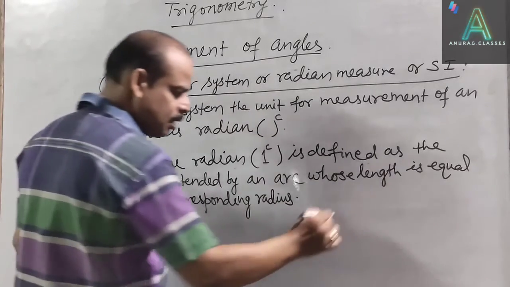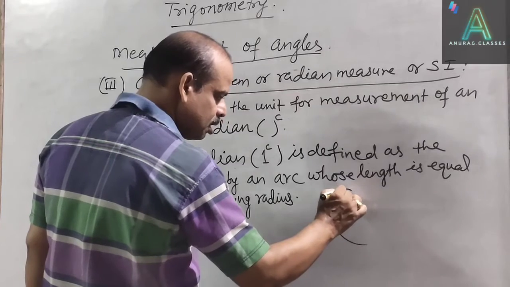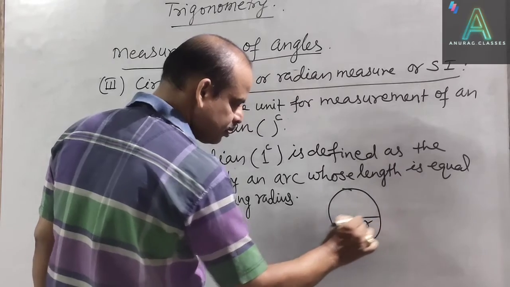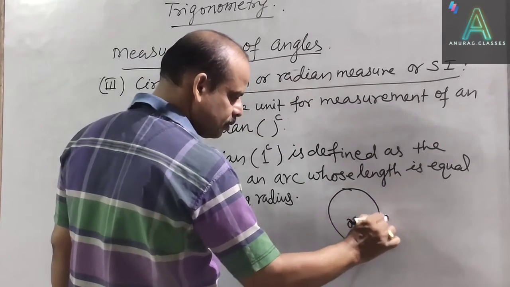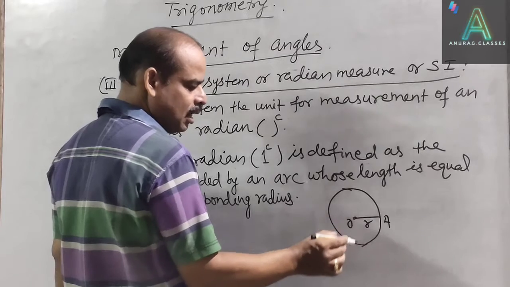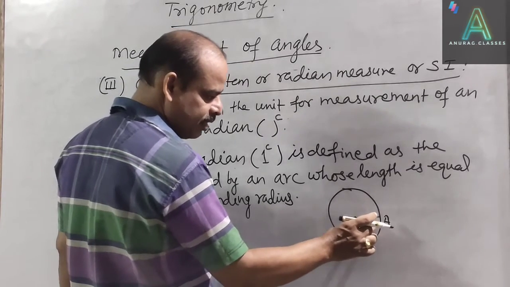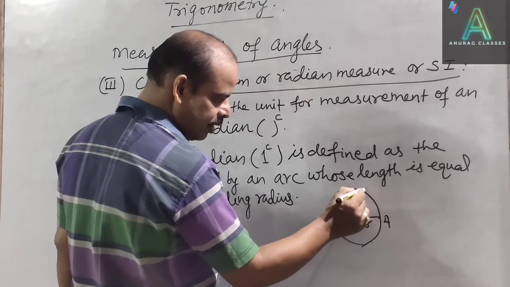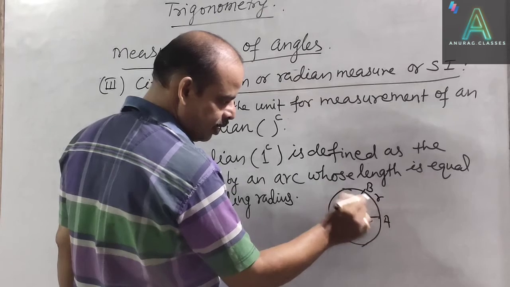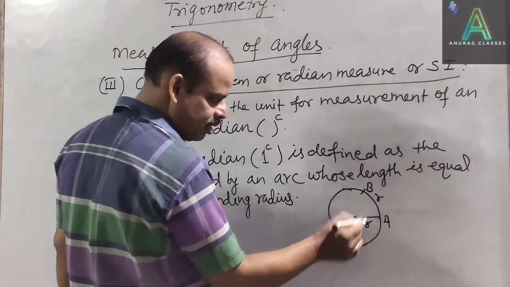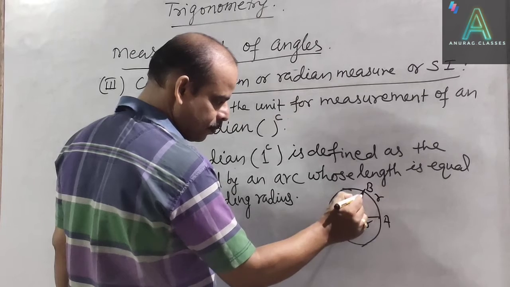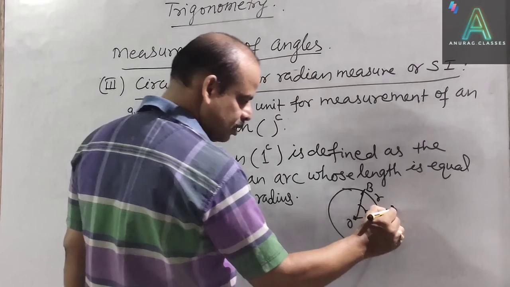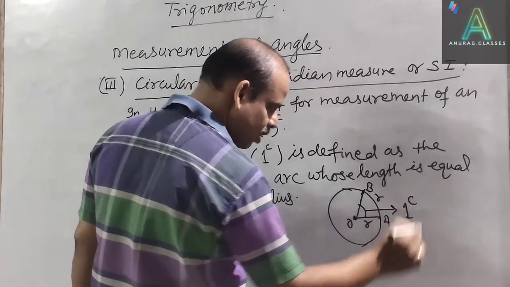It means if we draw a circular region of radius r, suppose OA is the radius r, and we have to take an arc whose length is equal to the radius. जितना रेडियस है इतना ही मेजर का एक आर्क ले लेंगे. ये आर्क A से B तक, इसका भी लेंथ r है रेडियस के इक्वल. Then the angle subtended at the center, this angle will be of 1 radian.